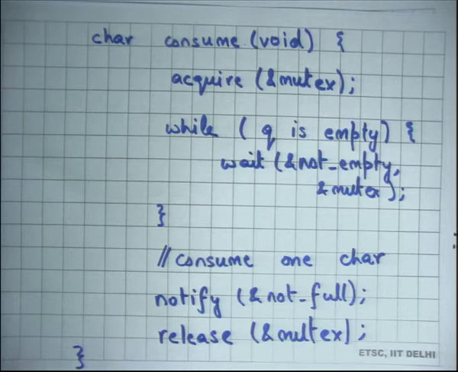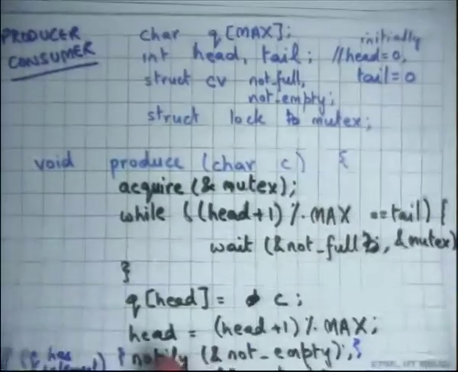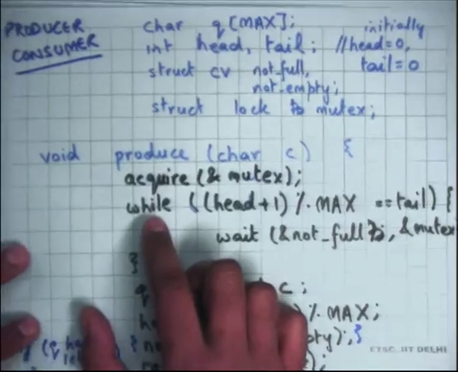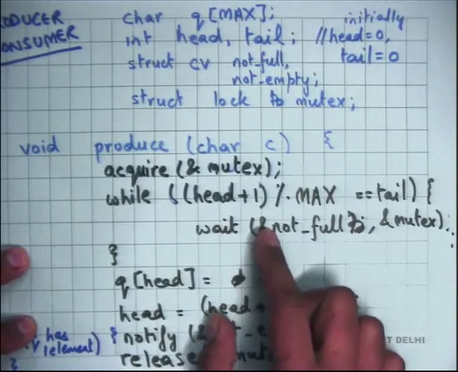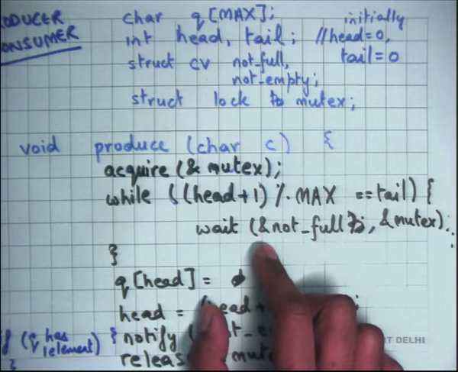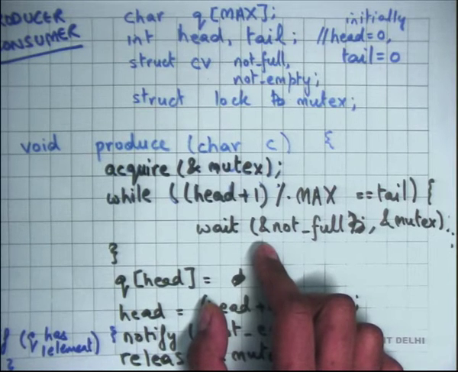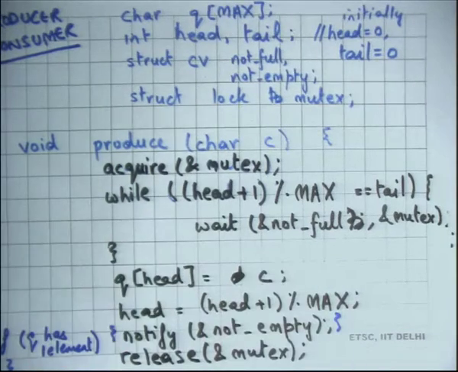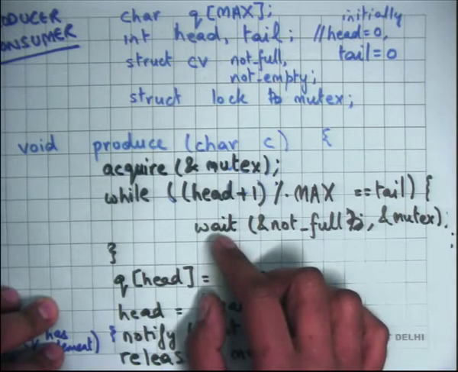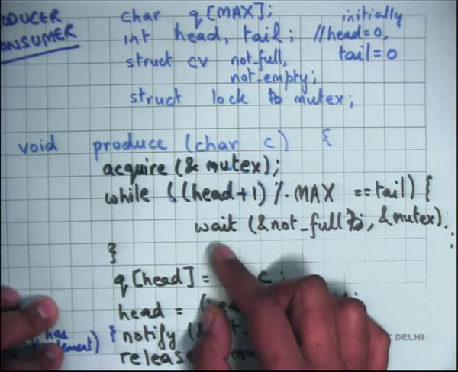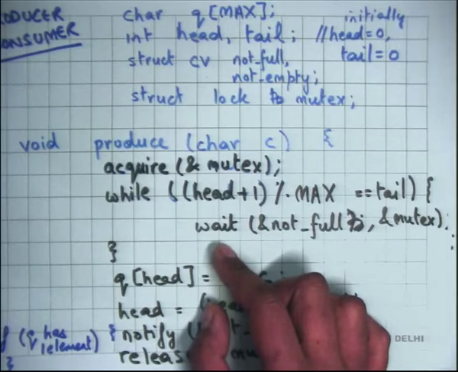Now why do I need this loop? Can I be sure that if the producer comes out of the wait, the queue is definitely not full? All right, so you say no, why? Yes, if there are multiple producers, it's possible that even if you come out of the wait, the queue is still full.